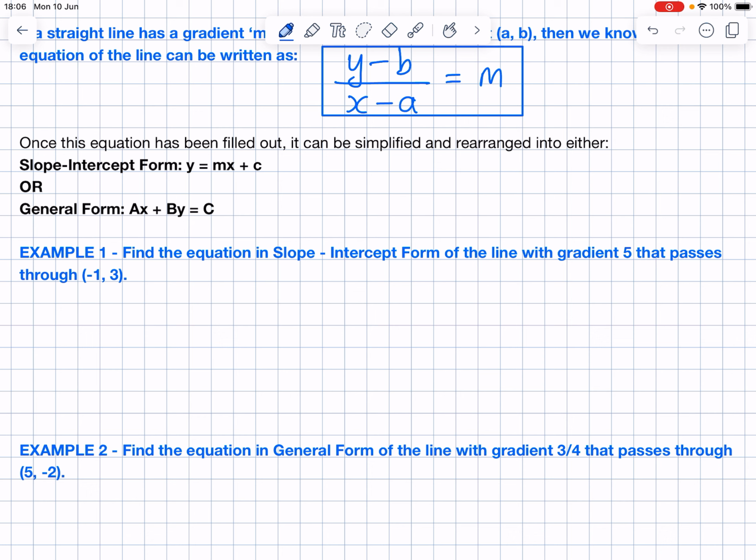Find the equation in slope-intercept form of the line with gradient 5 that passes through (-1, 3). So using the tool, y take, the point is (-1, 3). So b is the y coordinate of the point, so it's y take 3 over x take the x coordinate of the point, which is -1, so it's x take -1, is equal to the gradient, which is 5, but we like to write the gradient as a fraction. Now we simplify if we can. Y take 3 is equal to x take -1, which is going to be x plus 1, is equal to 5 over 1.